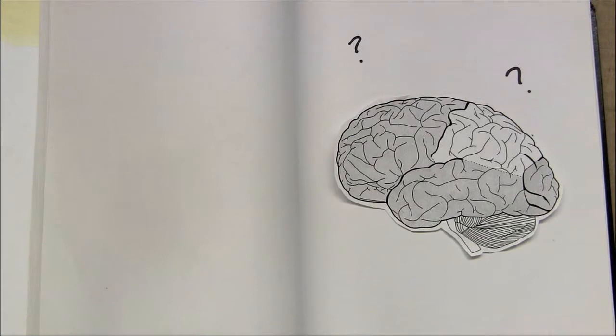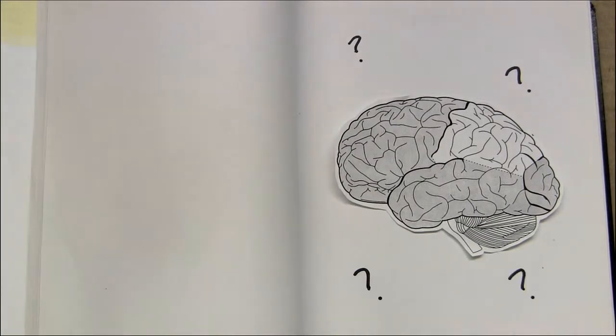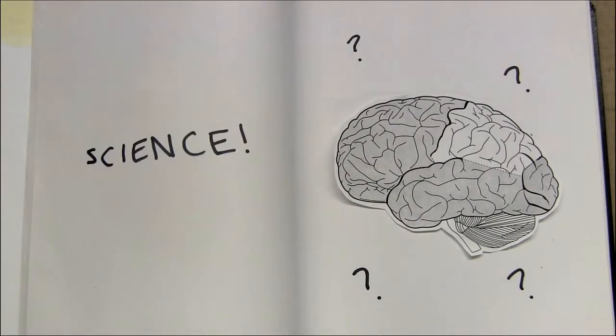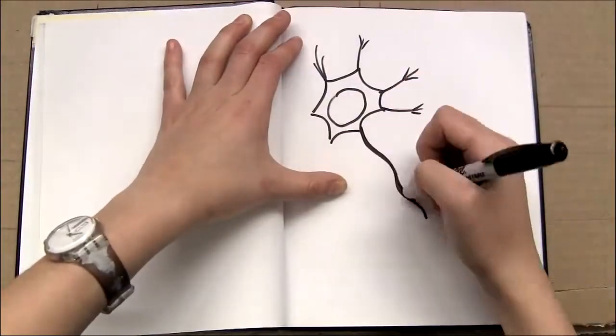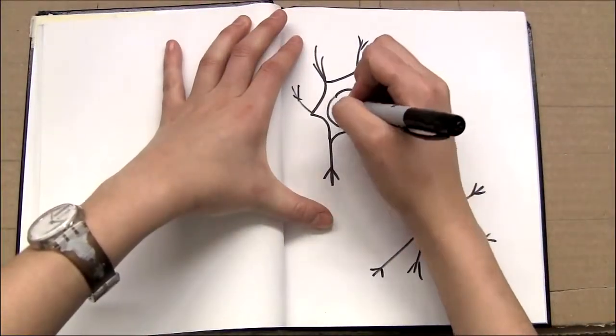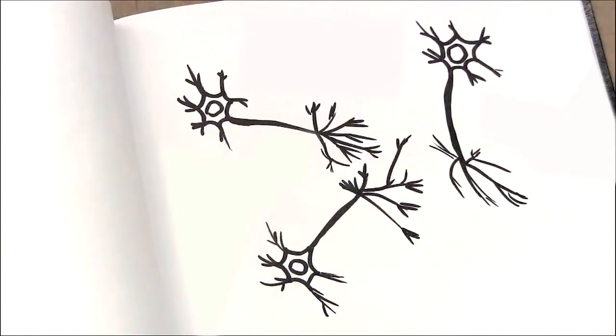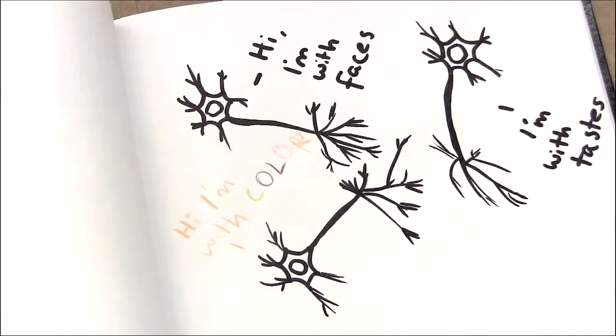The brain is really complicated and we haven't got it all figured out yet, but by using science, we can explain a little of what's going on. Let's start with neurons, the basic building blocks of the brain. Neurons act in groups, where each neuron type has a specific function. It could be a neuron type for faces, or tastes, or color, or hunger.